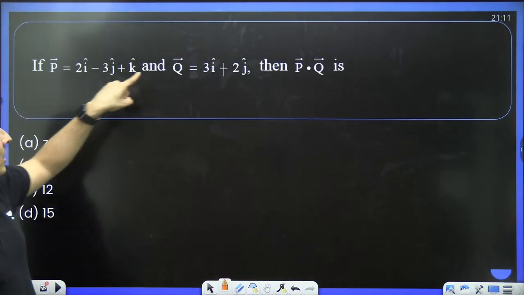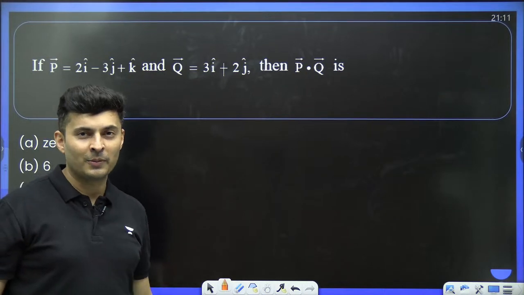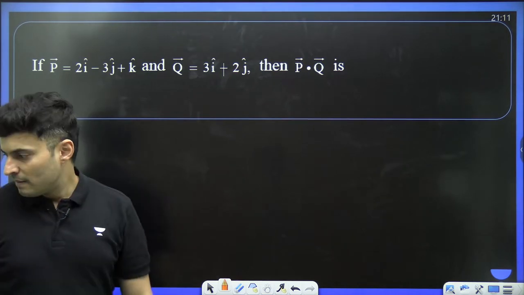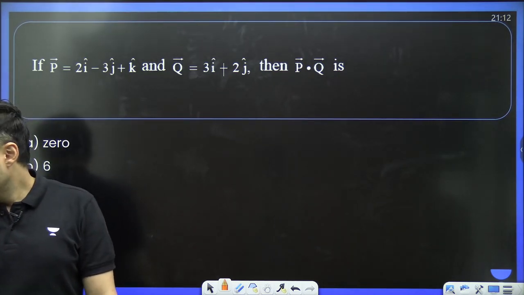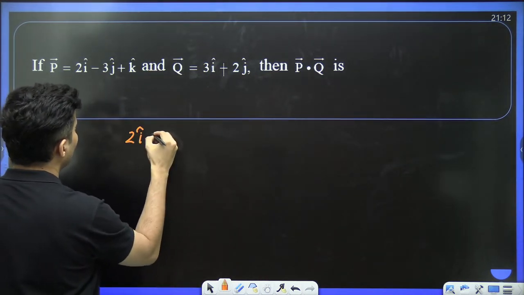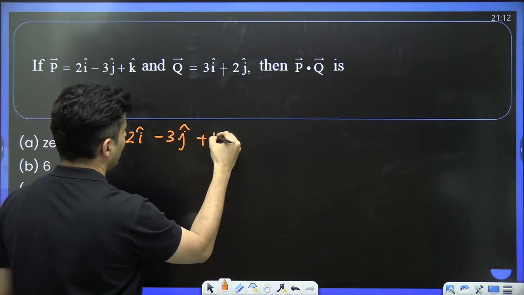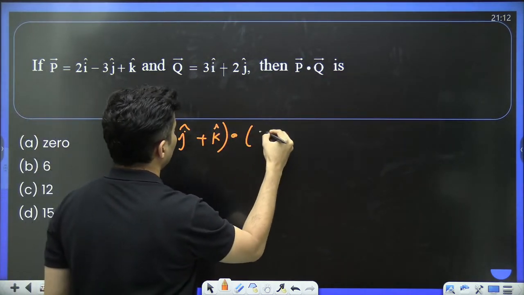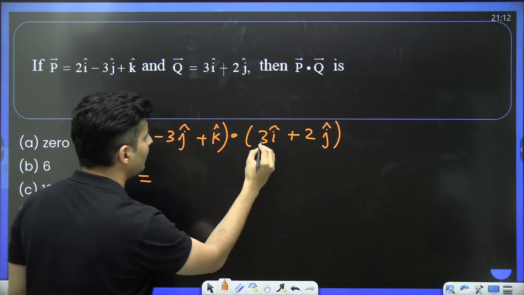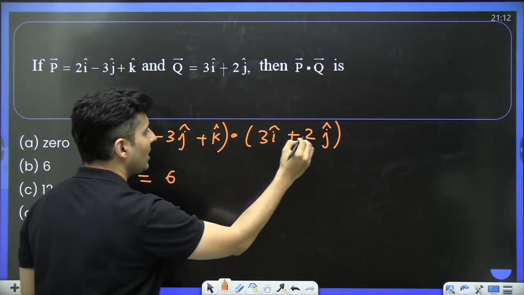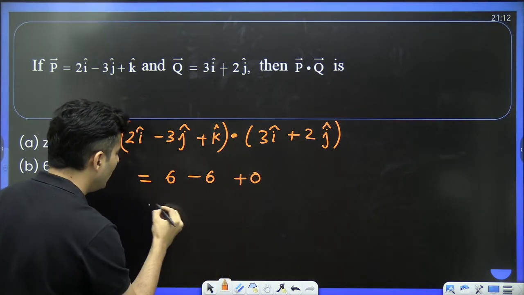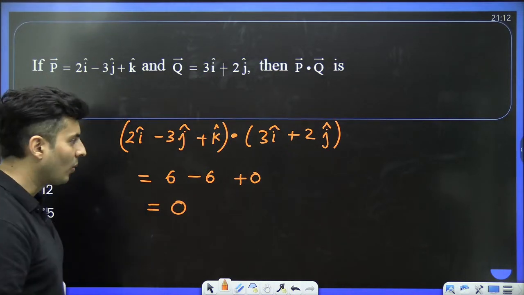P is this much. Q is this much. Then what is P dot Q, guys? Come on. Figure this out. This is very, very easy. Come on, my dear warriors. P dot Q. So it will be 2i minus 3j plus k dot 3i plus 2j. Who is going with I? 2i and 3i, 2 3s are 6, minus 3 and plus 2, minus 6. K has nobody to go with, single life, 0. 6 minus 6, 0.